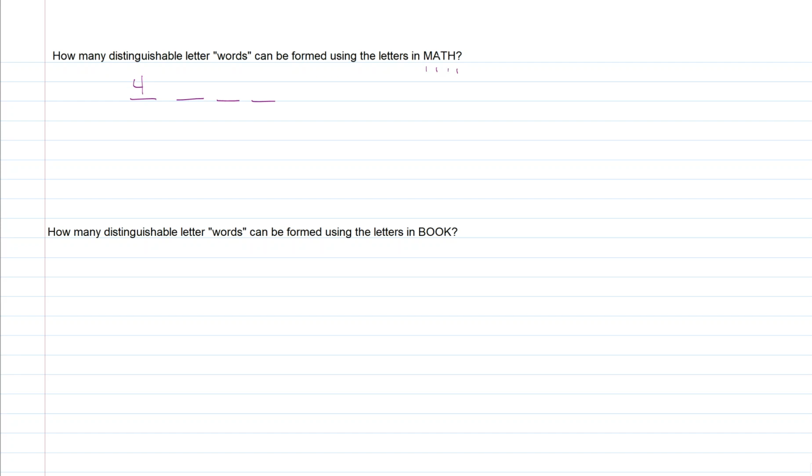I can use either the M, the A, the T, or the H. So once I use one of those, I have three choices, then two, then one. So it turns out to be 4 factorial, which in this case is 24 words.